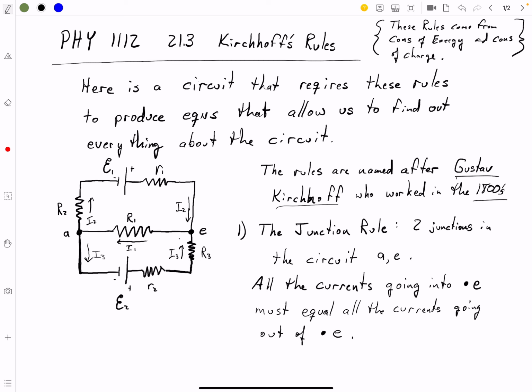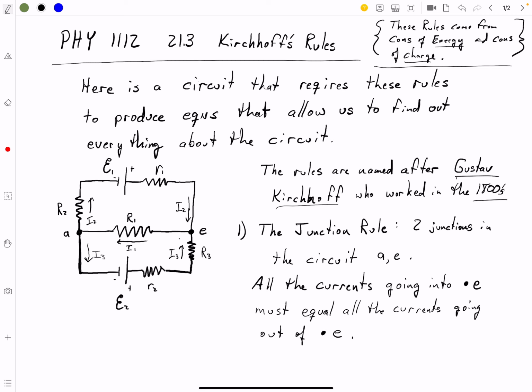Anyway, he did the work and came up with these things, and everybody's happy about it. I want to say one thing first. Up in this section here, it says these rules come from the conservation of energy and the conservation of charge. The conservation of charge is also conservation of energy when you break it down. So it really all stems from the conservation of energy. However, we're not going to distinguish between charge and energy.